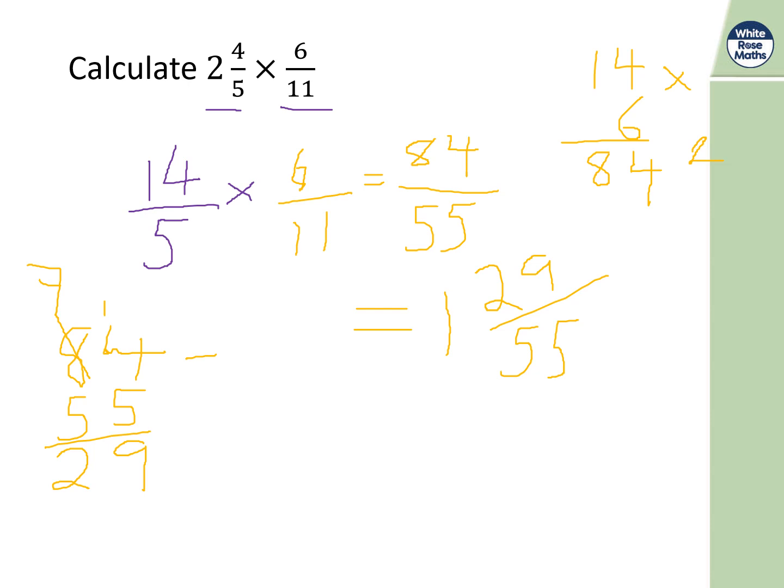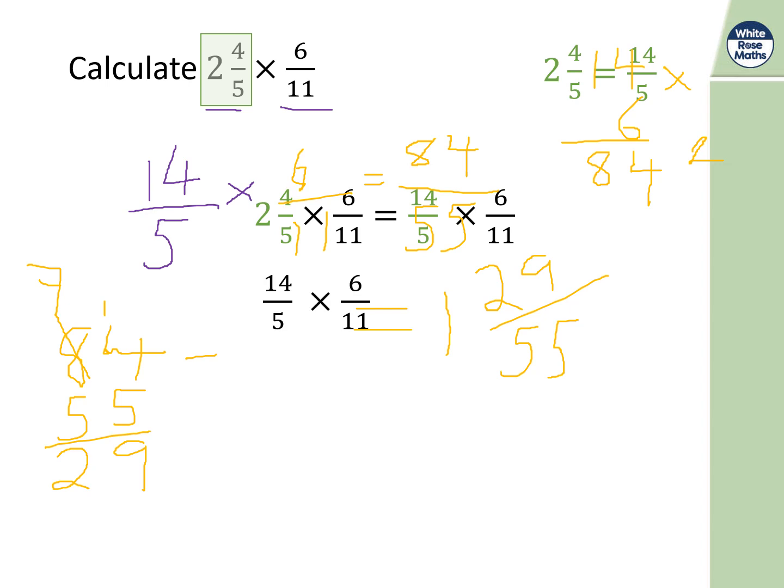Again, there are multiple different ways of working out your answer. I could have done 4/5 times 6/11 and got an answer, and then done 2 times 6/11 and then added my answers together. That's also another way. 14/5, that one there.